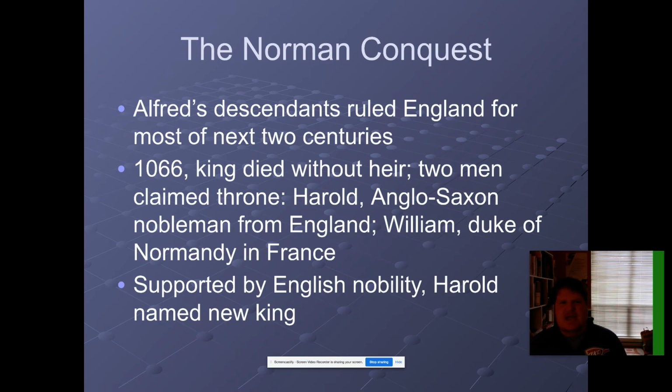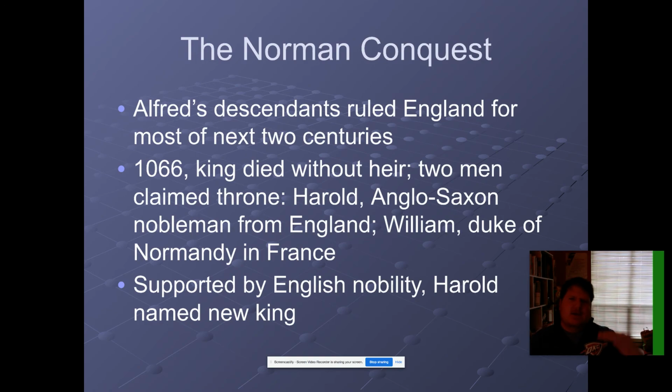Now, Alfred's descendants ruled England for most of the next two centuries. In 1066, the king died without an heir. Two men would claim the throne. There would be Harold of the Anglo-Saxons, a nobleman from England, and then William, Duke of Normandy in France.